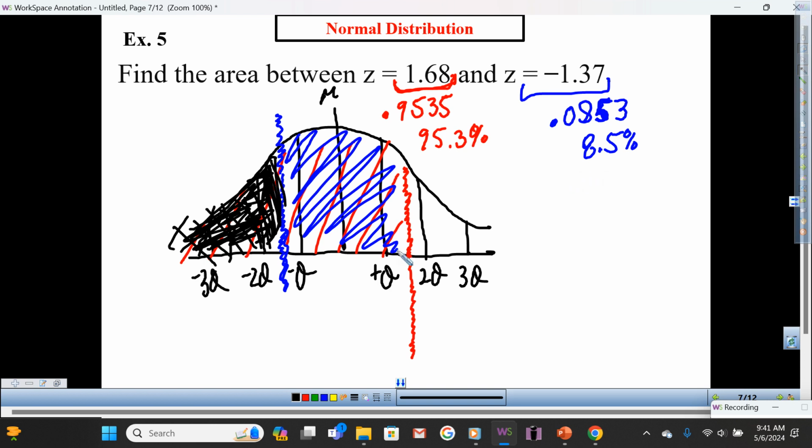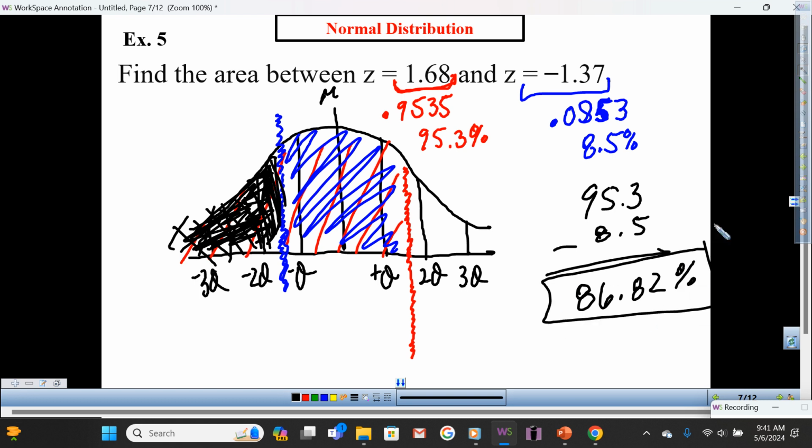So everything to the left of the negative is 8.5, and this is 95.3, and subtract, so 95.3 subtract 8.5, and that should give us our total percent, which is what? 86 point what? 86.82%. Hands, have you got something like that? Yeah, that is correct. Woo-wee. You're like, oh snap. Okay, I see it. You guys see it already?